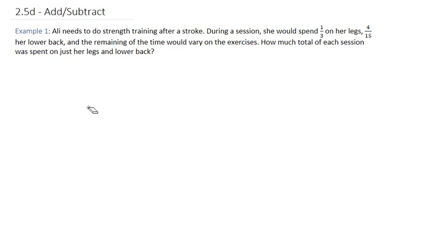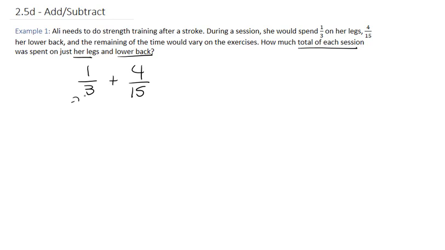For this problem, we are looking at the total amount of time that is spent on just her legs and lower back. So we will be adding 1/3 plus 4/15. Now, the first question we ask ourselves is, is one a multiple of the other? So we look at the lower number, 3, and we look to see if 3 goes into 15. And in fact, it does. So 3 times 5 would equal 15. So one is a multiple of the other. So what we'd have to do is just multiply the 3 to get to 15.